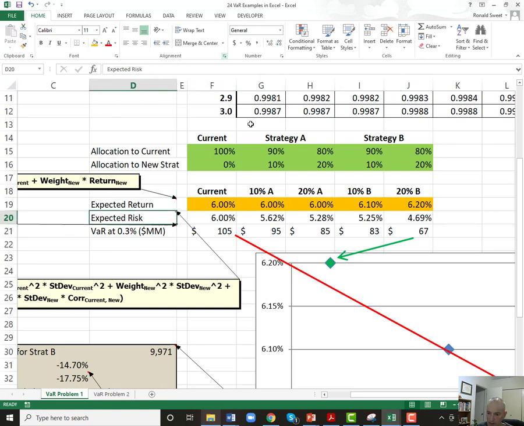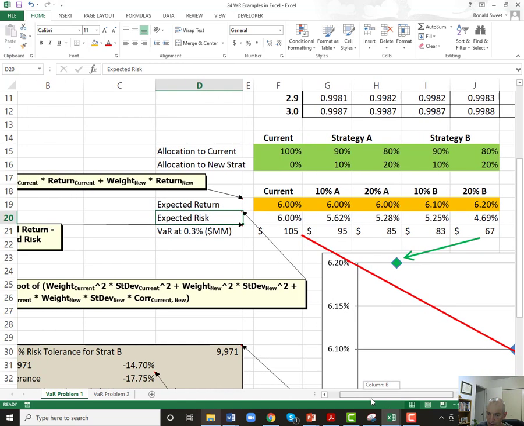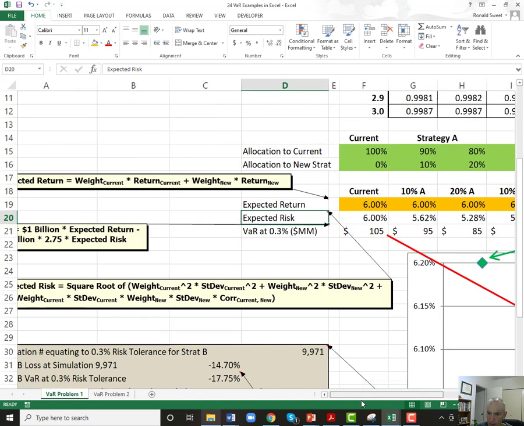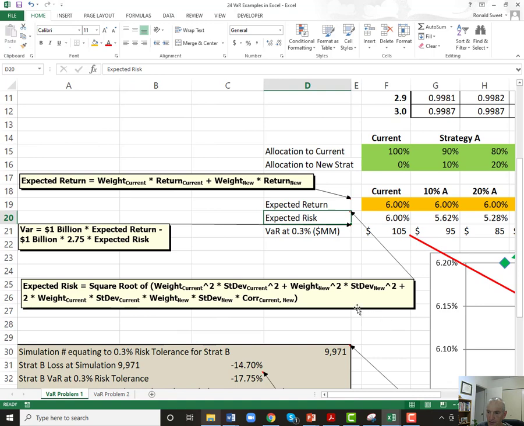And then we do risks. So remember on risk, you'll just have to know this formula. If you're looking up this formula, you're in trouble. This is a formula every finance major knows off the top of their head. So the square root of the current weight squared times its standard deviation squared, plus the weight of the new squared times its standard deviation squared, plus 2 times the weight of the current times the standard deviation of the current times the weight of the new, times the standard deviation of the new, and the correlation of the new and current.